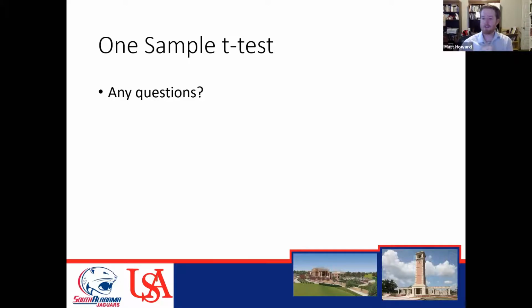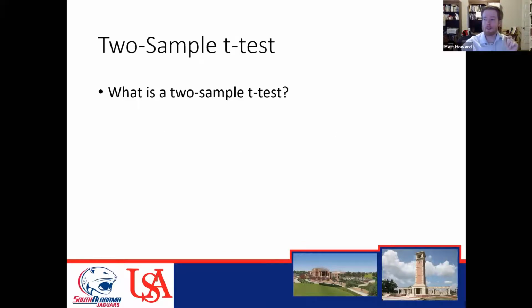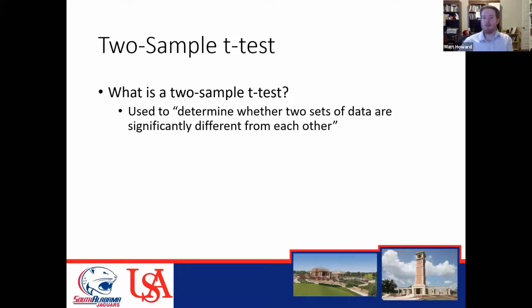Okay. If there's no other questions, then we will move on to a two-sample t-test. So what is a two-sample t-test? As you can guess, a two-sample t-test is used to determine whether two sets of data are significantly different from each other, in this instance in regards to their means.